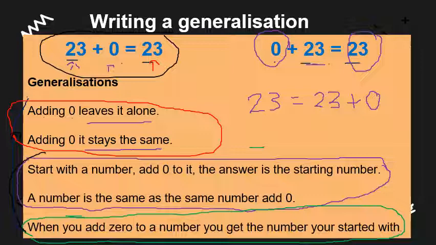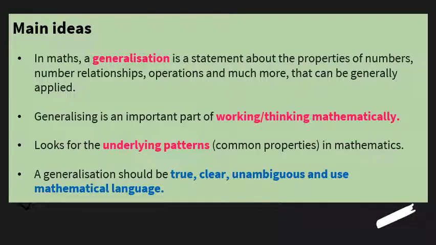And you want to make sure that it's nice and clear, that it's true, obviously, and that it's using that mathematical language. And finally, here are our main ideas from today's lesson. In maths, a generalization is a statement about the properties of numbers, number relationships, operations, and much more. So it could be about shapes, 3D objects, angles, whatever.